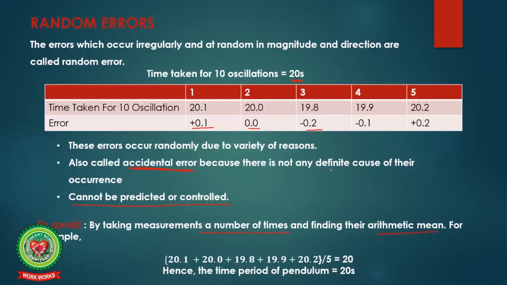For example, in the above experiment, I will take the sum of all observations, 20.1 and so on up to 20.2, divided by the total number of observations, 1, 2, 3, 4 and 5, and I got the result 20. So the time period of the pendulum comes out to be 20 seconds for 10 oscillations. So this is the way to avoid the random error.